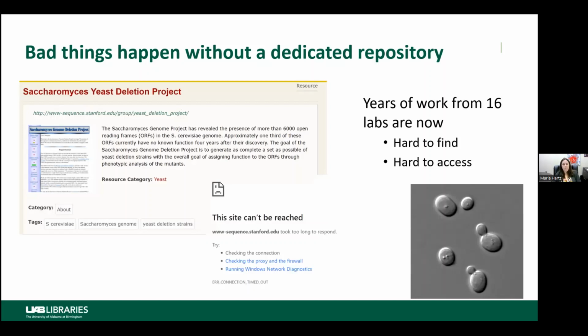So at the time, there really wasn't a lot of dedicated repositories for data, and so the website was the next best thing for them. But nowadays, you don't have to do that. You can use a repository. It will have a DOI, so you don't have to worry about link rot, and your data will always be available.